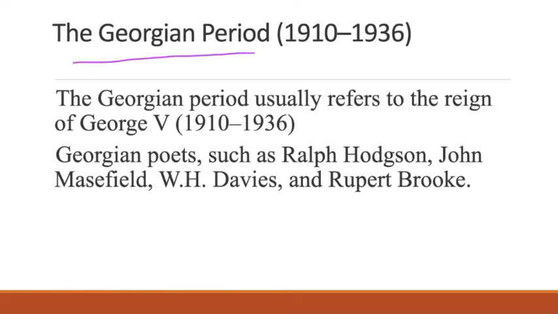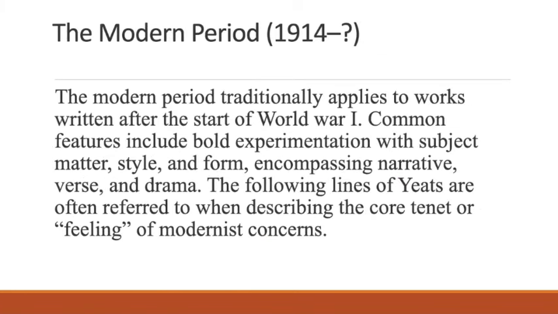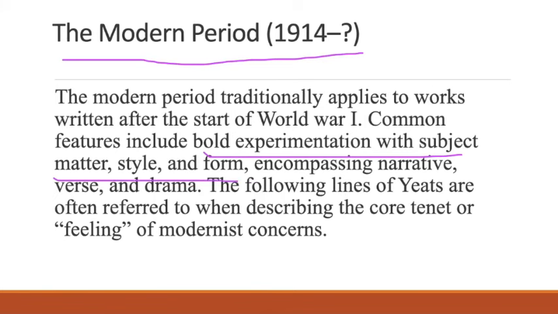Coming to the Georgian period from 1910 to 1936, the Georgian poets are Ralph Hodgson, John Masefield, Davies, and Rupert Brooke. Rupert Brooke is also sometimes called a war poet. Then comes the modern period, which comes with the beginning of World War I, the period after 1914. The modern period is important for bold experimentation with subject matter, style, and form. I'll discuss this period in quite some detail.